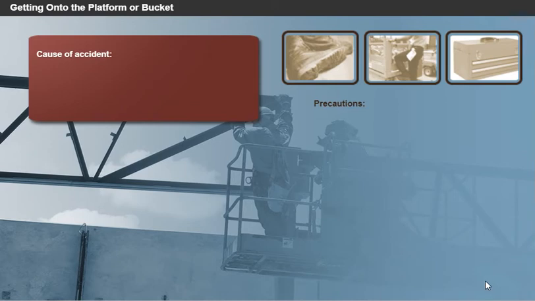You've made it safely to the work site. You've extended the outriggers or stabilizers, and now it's time to get in the equipment. Here are 3 causes of falls that occur when getting onto the platform or bucket.